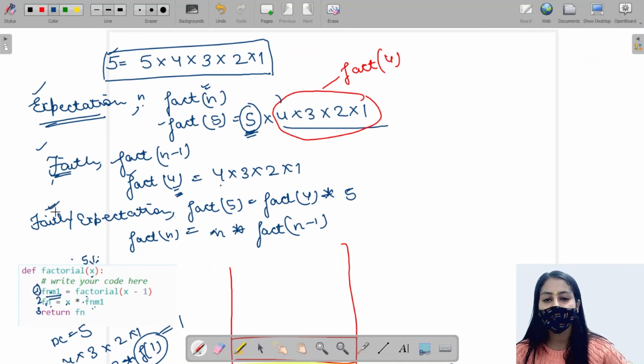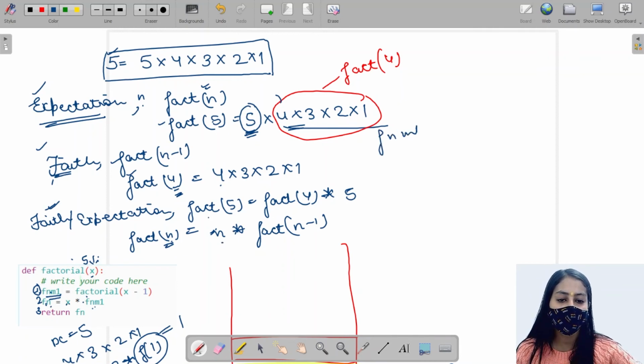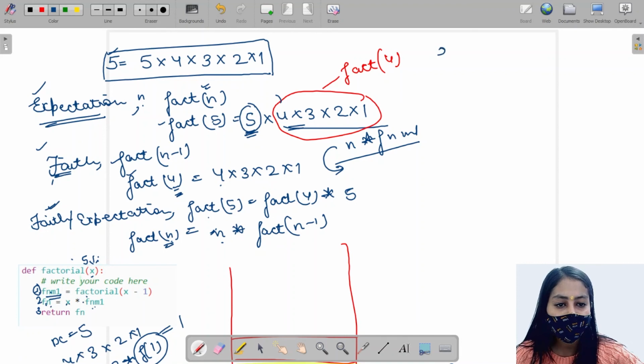Now how does our faith meet our expectation? We know that the factorial of 5 is what? 5 into factorial of 4, right? So we store factorial of n minus 1 in a variable f, and the number multiplies itself with that result, which gives us the final result, right? So in case of 5, 5 multiplies itself with factorial of n minus 1, that is 4, right?